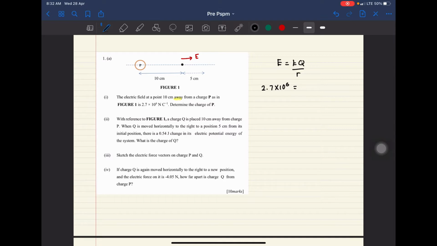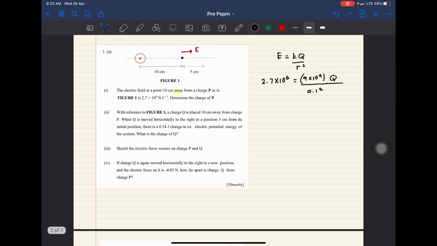Make sure you use everything in SI units. So this one is R squared, and the distance is 10 cm, which is 0.1 squared. The K constant, and the reason because of the K constant is why you have to use SI units. Then the Q, the charge here, is the one that you want to find. Okay, this one is actually 0.1 squared. Should get 3 times 10 negative 6 coulomb. Assuming this one is the charge of P, I just put a subscript over there to differentiate with the next question.